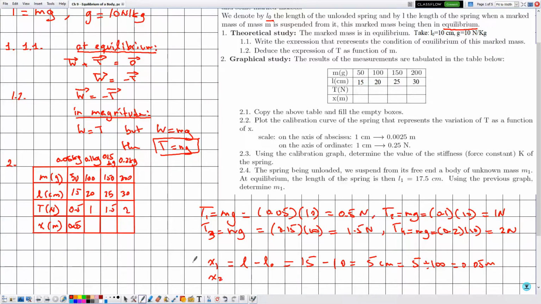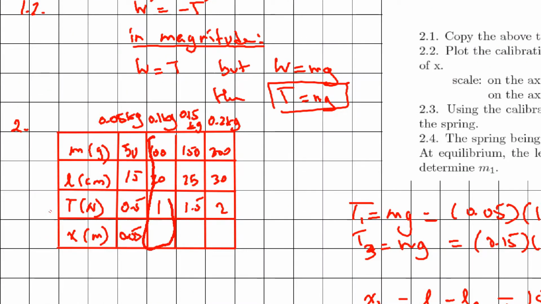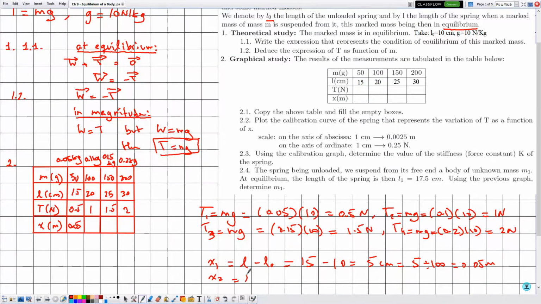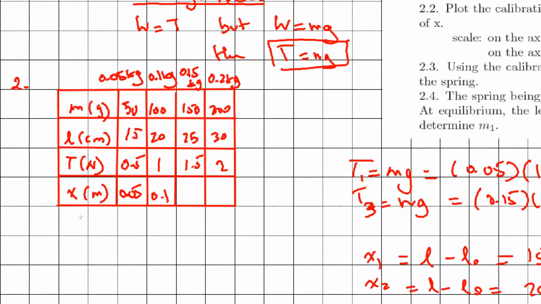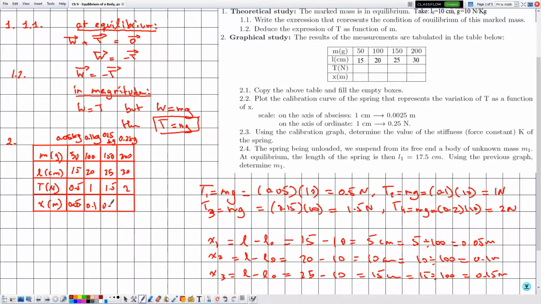Now x2, which is the elongation corresponding for this column, the length is 20 minus the initial length, which is 10, so this is equal to 10 centimeters. Then 10 divided by 100, this is equal to 0.1 meters. Now as for x3, which is the final length minus the initial length, which is given by 25 minus 10. So this is equal to 15 centimeters, since both are expressed in centimeters. Then 15 divided by 100, this is equal to 0.15 meters, and with no exception, because we can notice the pattern, then x for the final one, it will be 0.2.